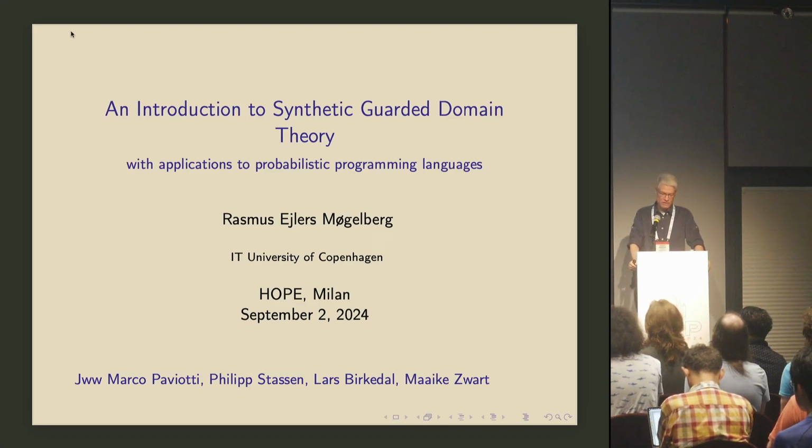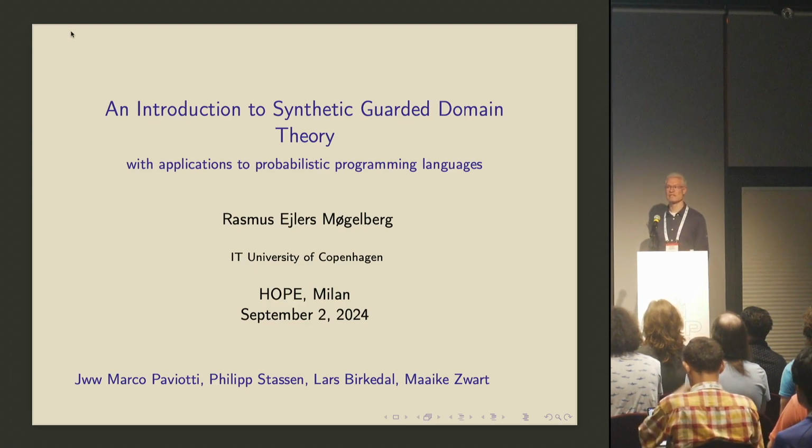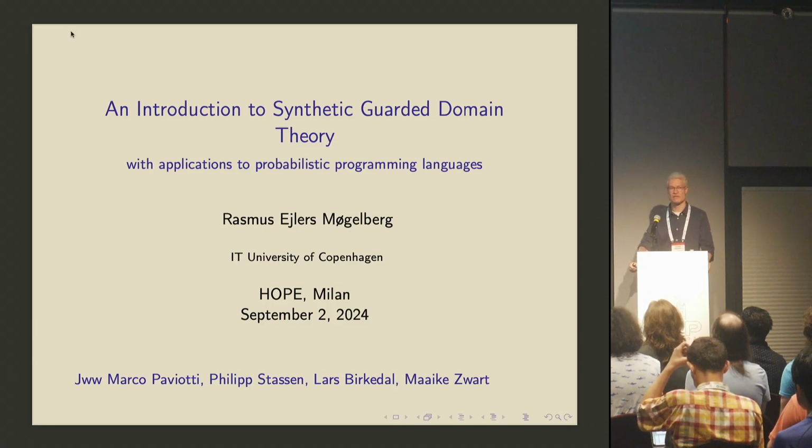So I'll be talking about some work that I've been working on for multiple years. It's called synthetic guarded domain theory. And the very brief idea of what I'm going to say here is I'm going to present a type theory with guarded recursion, and I'll show how to use that as a meta-language for constructing denotational and operational semantics and relating the two within the same type theory.